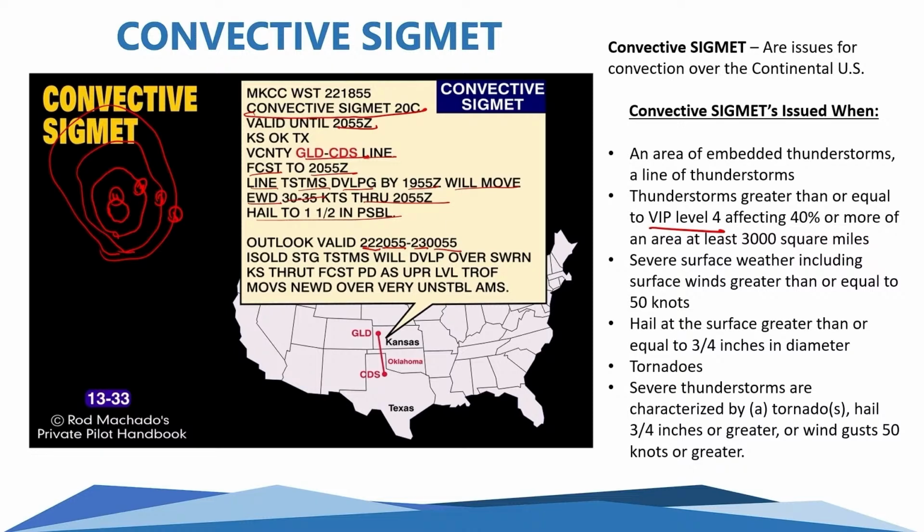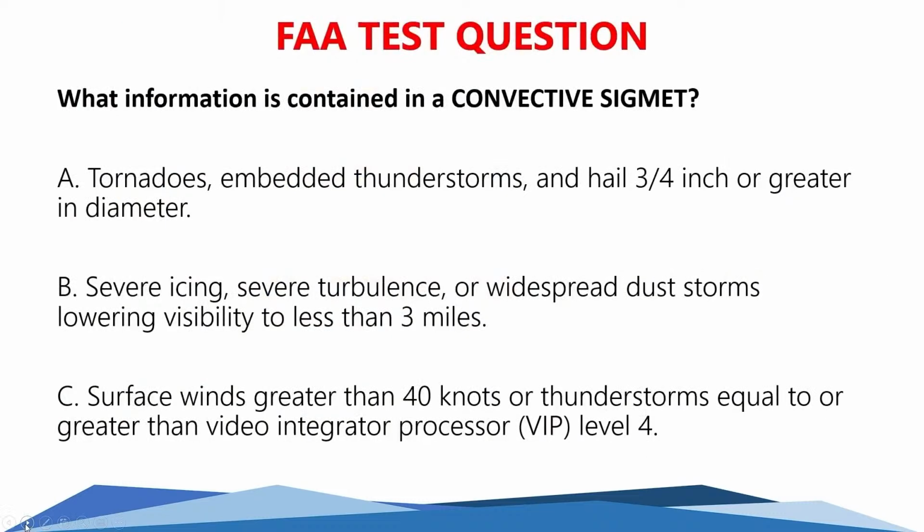The other one is going to be severe surface weather, including surface winds greater than or equal to 50 knots. It's pretty quick. Hail at the surface greater than or equal to 3/4 of an inch in diameter. It also includes tornadoes and severe thunderstorms as well. Okay, so those would be all the conditions in which you're most likely to see a convective SIGMET be issued. All right, so going to some of those conditions, let's go ahead and see if you guys can identify what information is contained in a convective SIGMET.